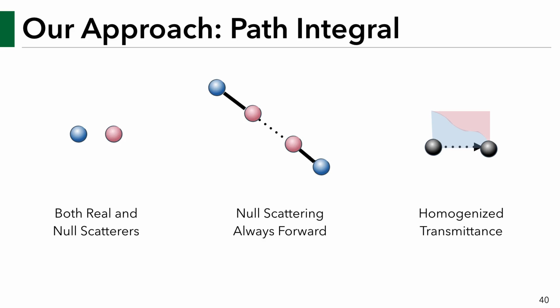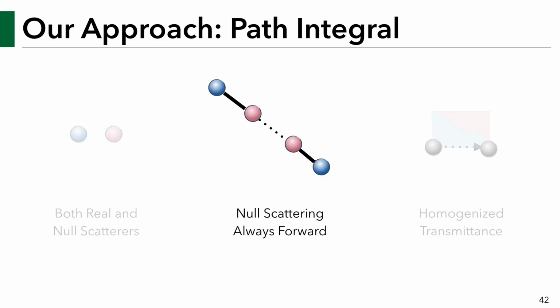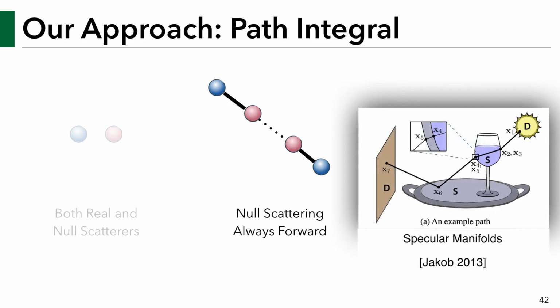So our path integral in the homogenized medium, which we refer to as the null scattering path integral, has three main differences from the usual volumetric path integral. First, the path integral contains both real and null scattering vertices. Since we represent volumetric media stochastically, this means that we have to sample the scattering type. Secondly, in null collisions, we always have to sample a specific forward direction. As a result, null collisions can only exist on a straight line between any two real scattering events. And this is similar to when we deal with specular surfaces, and it actually forms a specular manifold.